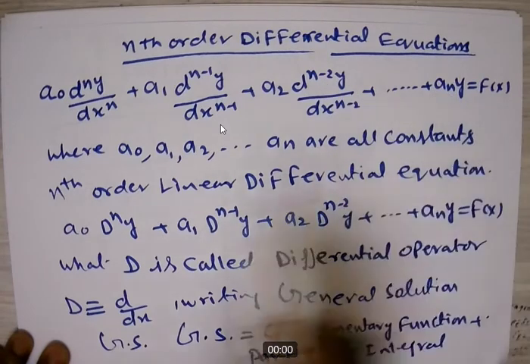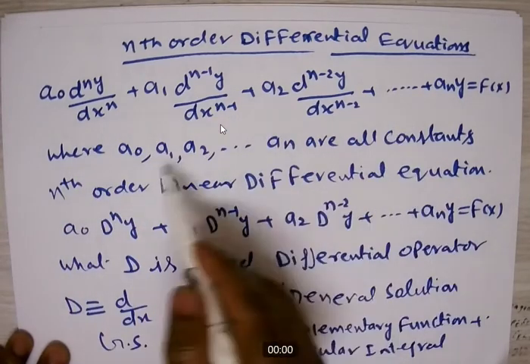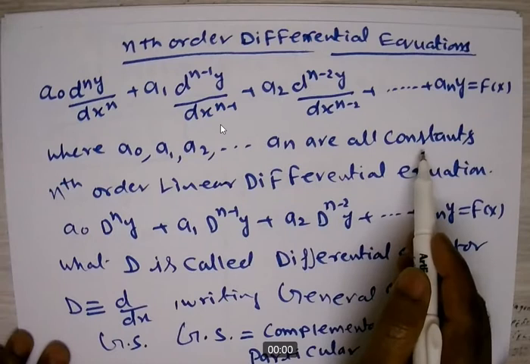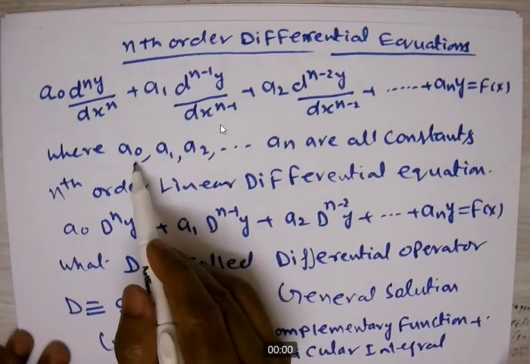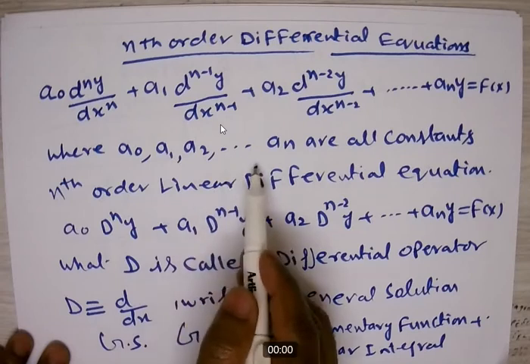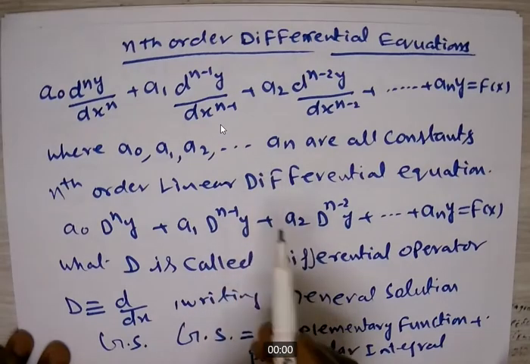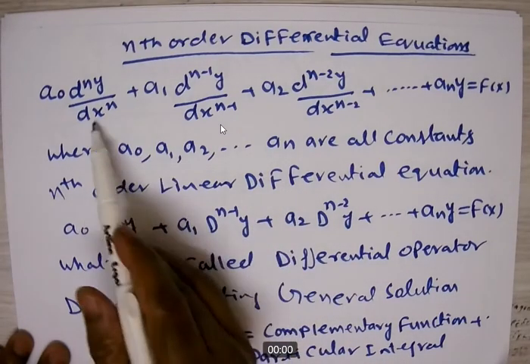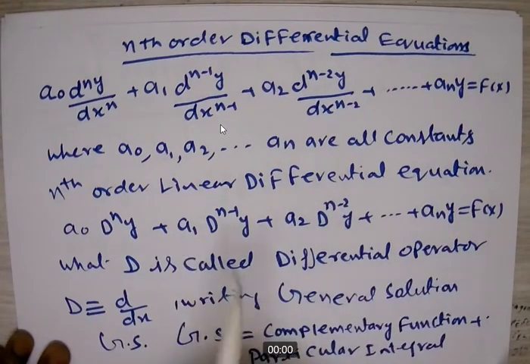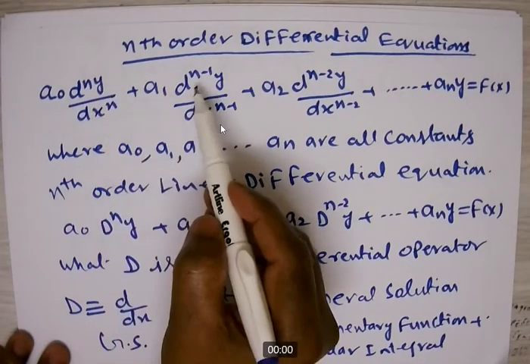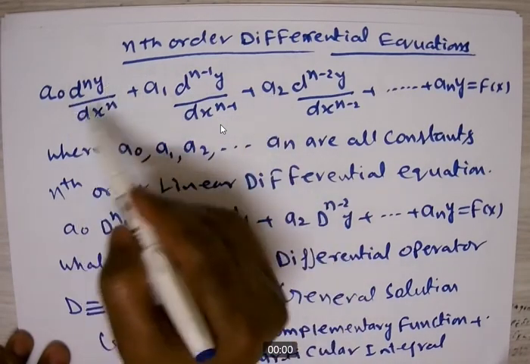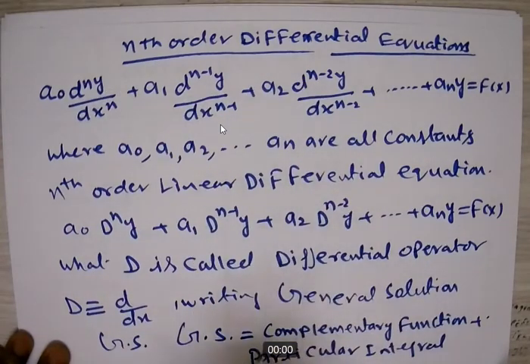plus an into y is equal to f of x, where a0, a1, a2 up to an are all constants, but sometimes these values, I mean a0, a1, a2 up to an, may be taken as variables also, means functions of x also, but we will not discuss that. This type of differential equation is called nth order linear differential equation. And the most important thing is that this is nth order differential equation, but if you see, everywhere degree is same, so you can say that it is nth order linear differential equation of first degree.